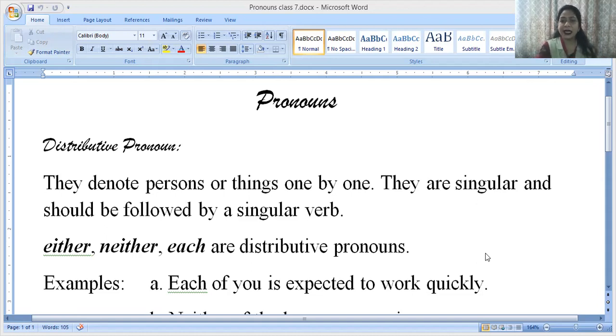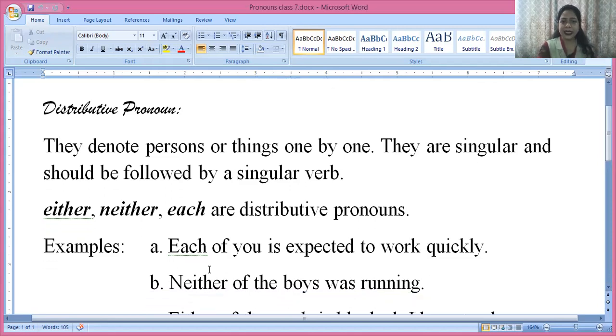Let's see some examples, and I will make everything very clear to you. See, each of you is expected to work quickly. So when we say each of you, suppose there are 10 friends sitting in front of you, and you have given them some task. You have all come together to organize a party. You are the leader, you are giving them work, and you are saying each of you is expected to work quickly. That means you are saying it to each one of them. When we use the word each, we are talking about one person at a time. We are saying each one of you is expected to work quickly.